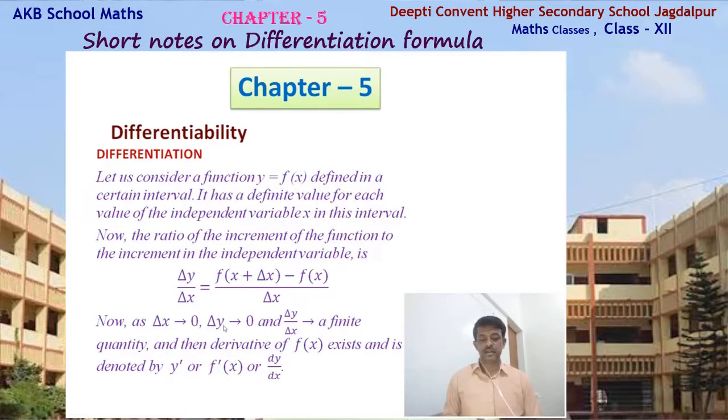This is the derivative formula for differentiation, or the derivative of a function. That means this is dy by dx, that is the limiting value of delta y upon delta x as delta x tends to 0. This is the definition of derivative. Okay.